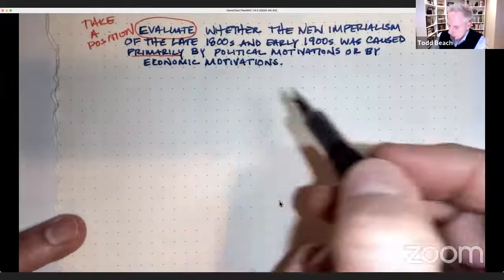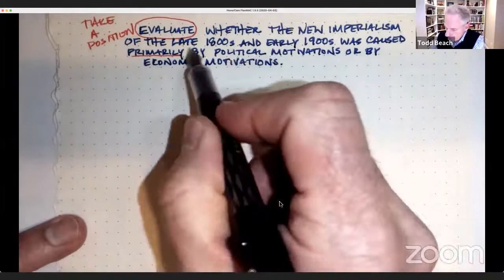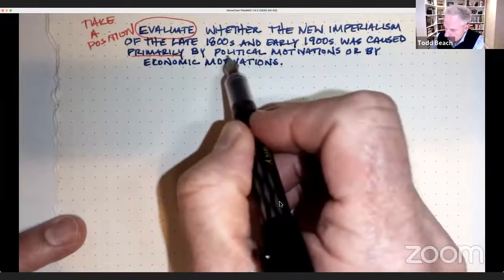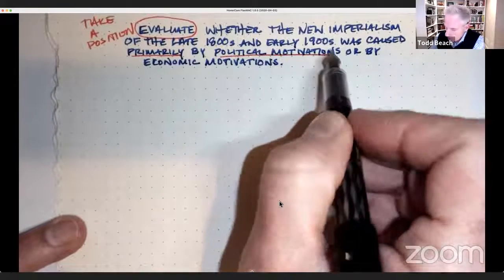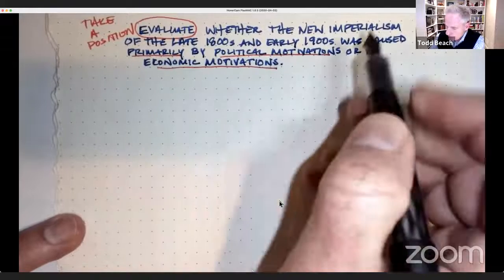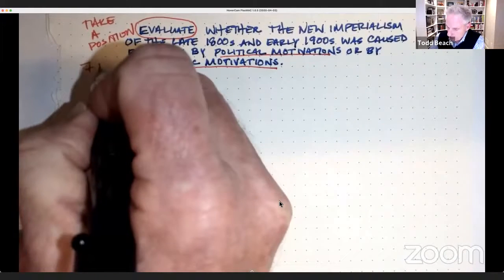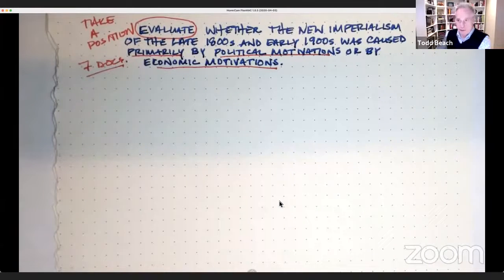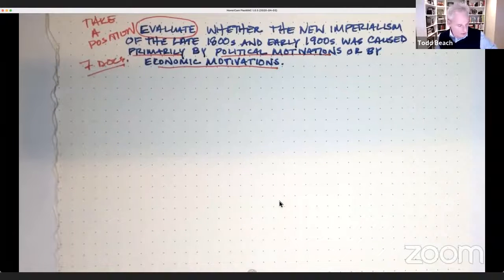And the two variables they give you are, is this caused by political motivations or by economic motivations? And so there will be 7 documents, obviously, and one of those documents will be an image. And so you need to quickly read through the documents. And as you're reading through the documents, let's just take a quick look here.